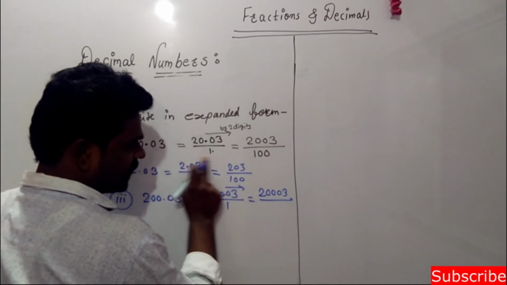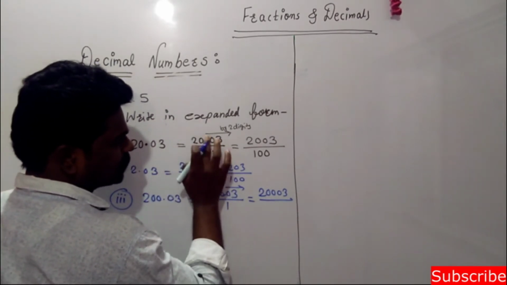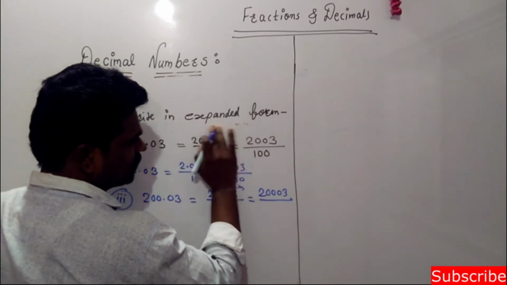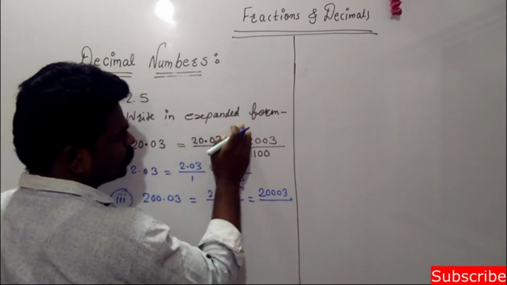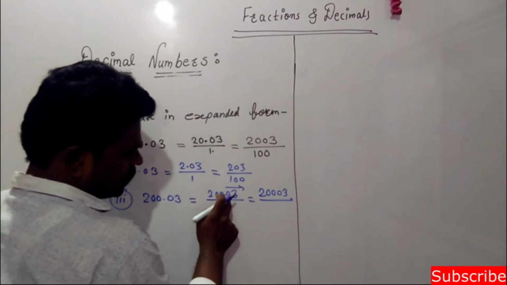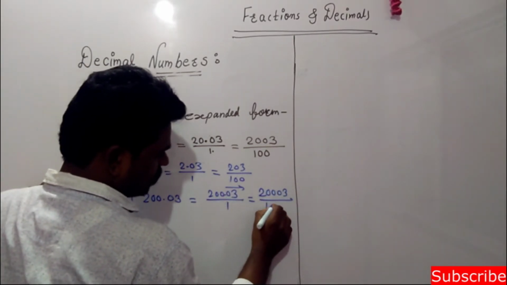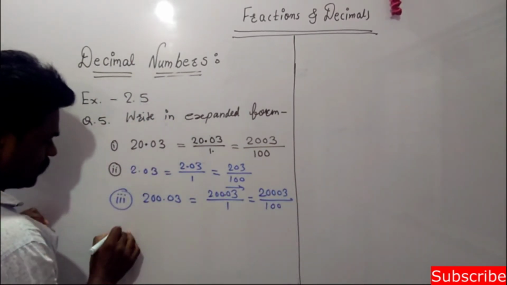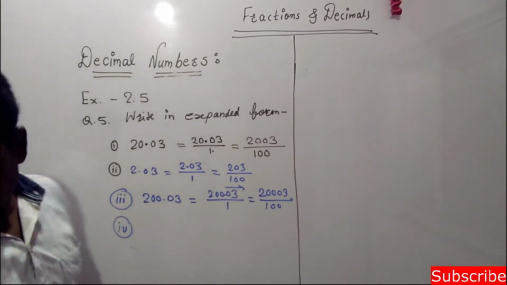No need to write this arrow. Just for your kind information, just for your understanding I am writing it here. Otherwise there is no need to write those arrows. So by 2 digits, that means 1, 0, 0. No problem. Then the fourth example is like this.